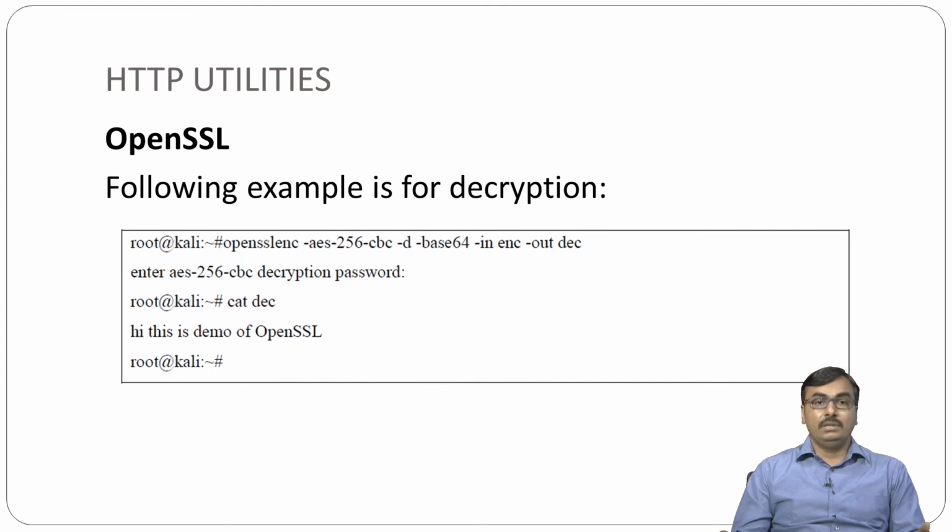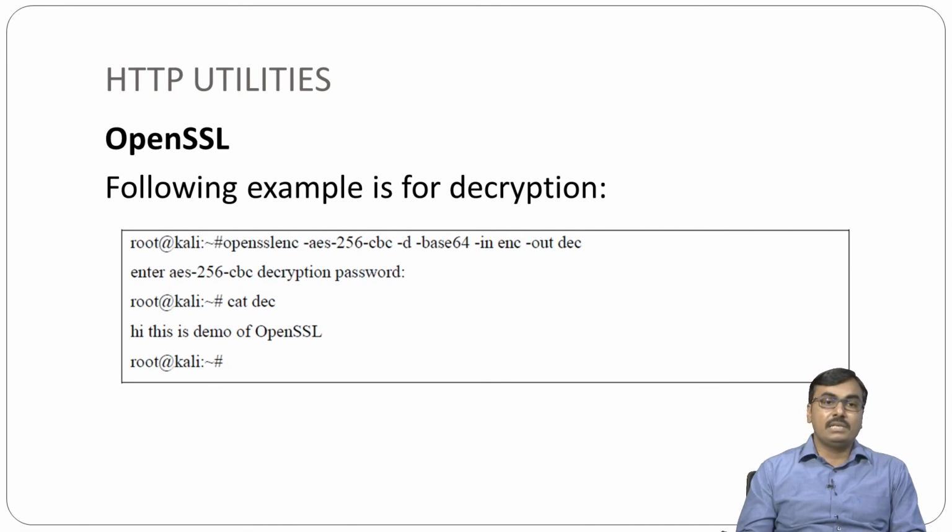Now my in file is the encrypted file which I have got from the sender. Then again I have to provide the output file. It is the ultimate output of your encrypted file, and inside out you will get the decrypted file, whatever was sent by the sender. Then I have to press enter and provide the decryption password.